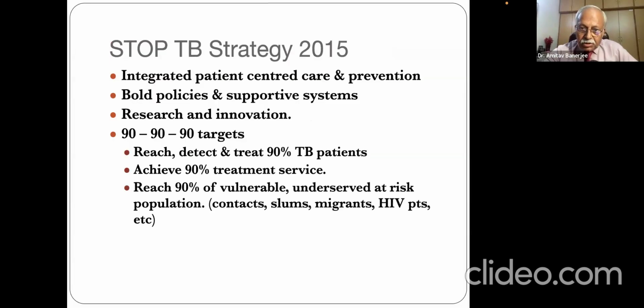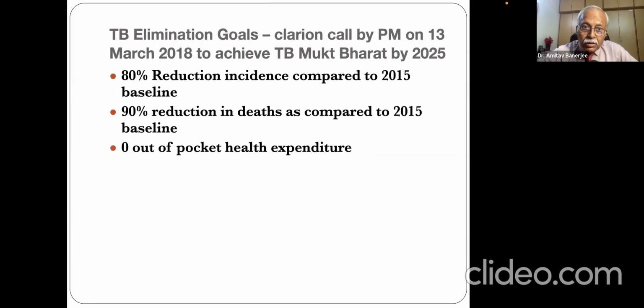In the earlier one, what we saw was to detect 70%. Here, we are more ambitious. In 2015, the Stop TB strategy made the target that we should be able to detect 90%, achieve 90% treatment services, that 90% of them are put on treatment, and reach 90% of vulnerable, underserved, at-risk populations like contacts, slums, migrants, HIV patients, etc. That is the active surveillance component.